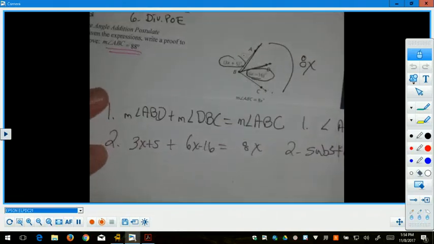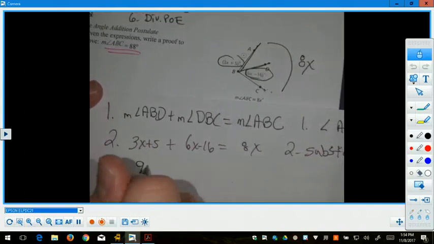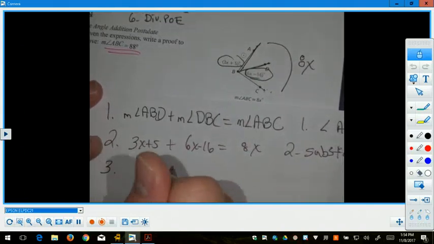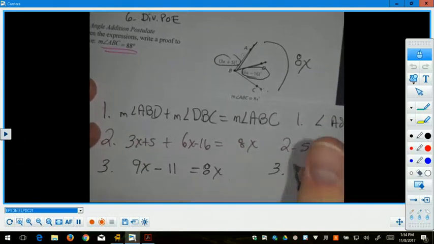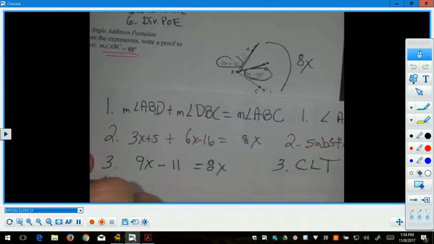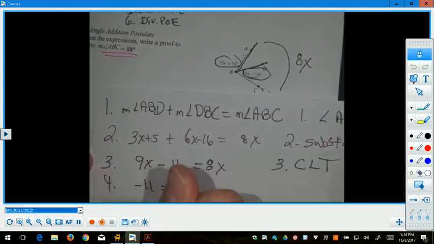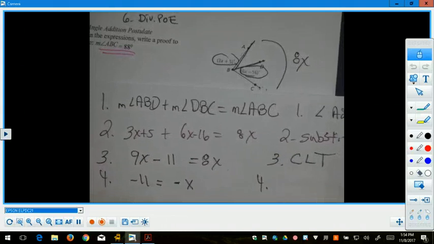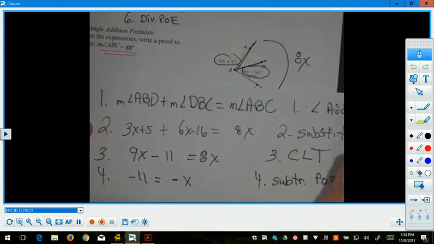Now, line 3, we're going to solve the equation. So we're going to combine like terms. This gives me 9x minus 11 equals 8x. So all I did was simplify, combine like terms. Next, I'm going to subtract 9x from both sides. I have negative 11 equals negative x. I got that by subtracting 9x from both sides, so I used the subtraction property of equality.